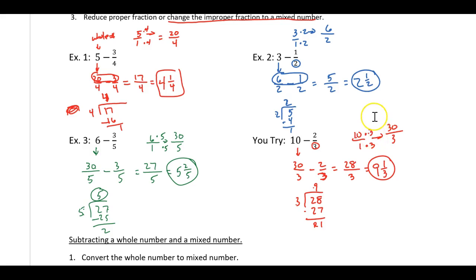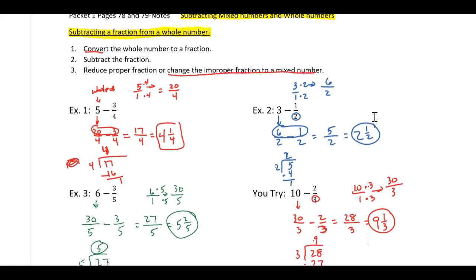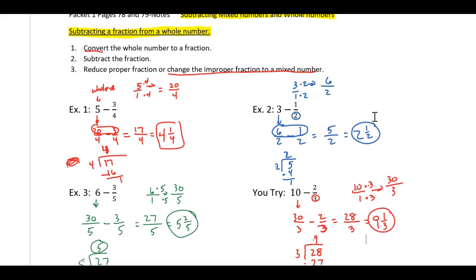Okay, so you're going to use this to do the odd problems on page 78. Check your answers, and then come back and do the evens.